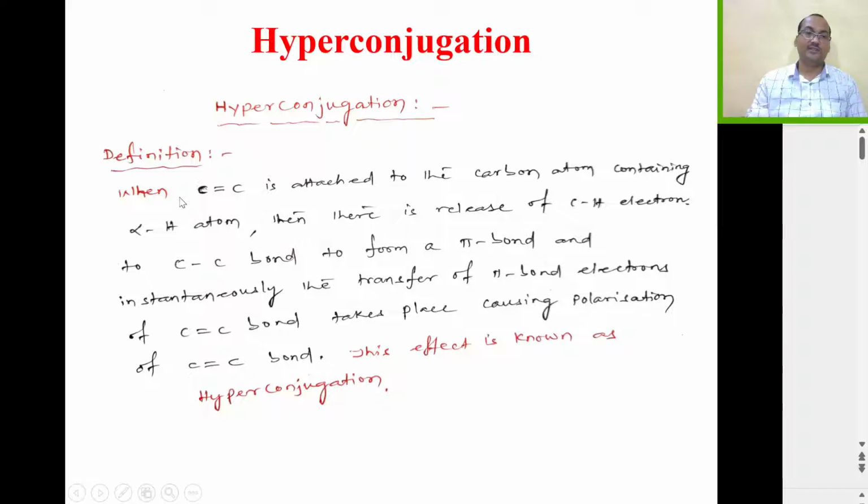So let's discuss once again. When a carbon-carbon double bond is attached to a carbon atom containing an alpha hydrogen atom, then there is release of the carbon-hydrogen electrons to the carbon-carbon bond to form a pi bond, and instantaneously the transfer of pi bond electrons of the carbon-carbon double bond takes place, causing polarization of this carbon-carbon double bond. This effect is known as hyperconjugation.